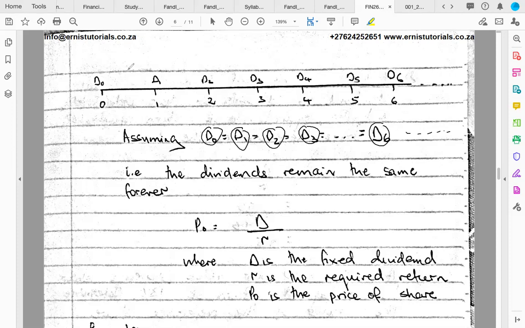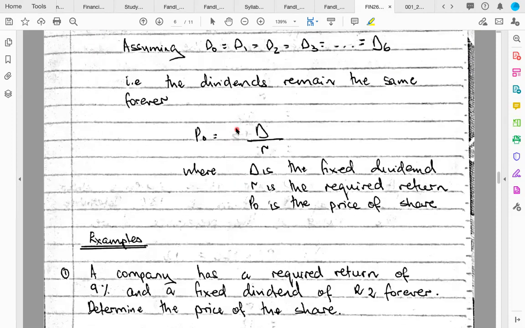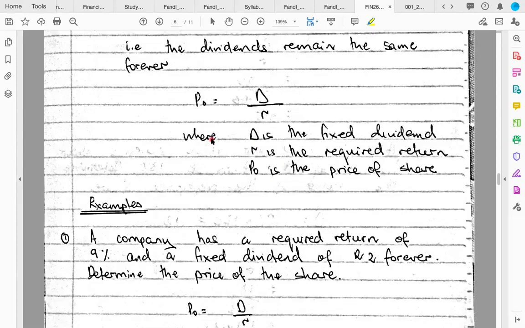They are not changing. A company paid a 2 Rand dividend today or last year, they'll pay 2 Rand next year, 2 Rand the second year, 2 Rand. So they're just paying a fixed dividend forever into perpetuity. If that's the case, we can determine the price of the share by simply taking that dividend over the required return. D is the fixed dividend and R is the required return. So we can just simply divide the dividend over the required return, and then we can get the intrinsic value of the share. So here's a very simple example.